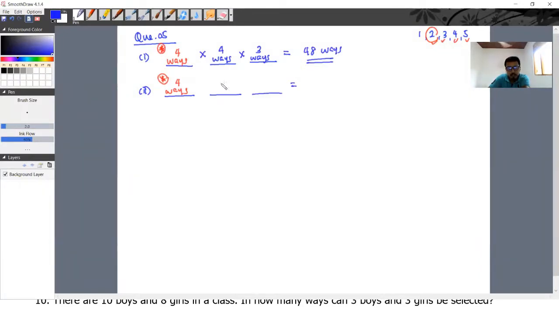All these 5 are options, right? 5 ways. Here also we have 5 ways if the repetition is allowed. So altogether there should be 20 into 5, 100 ways. 100 ways are there. That is question number 5.